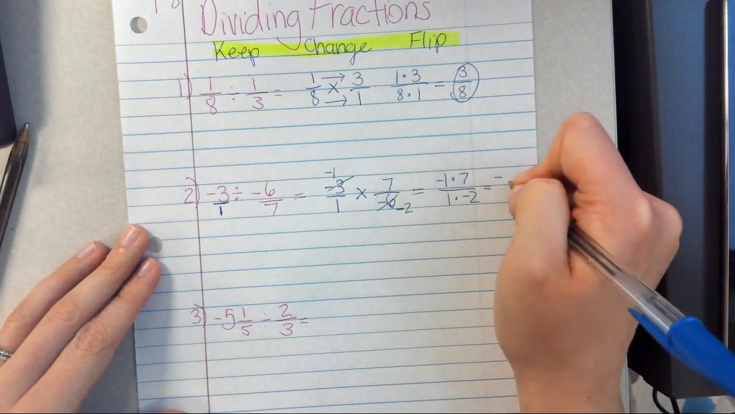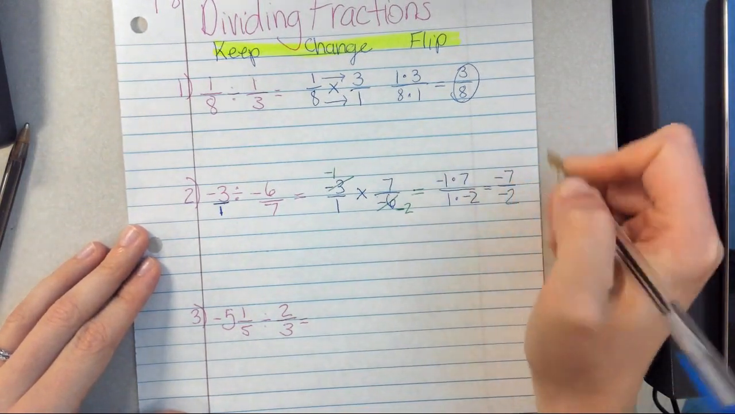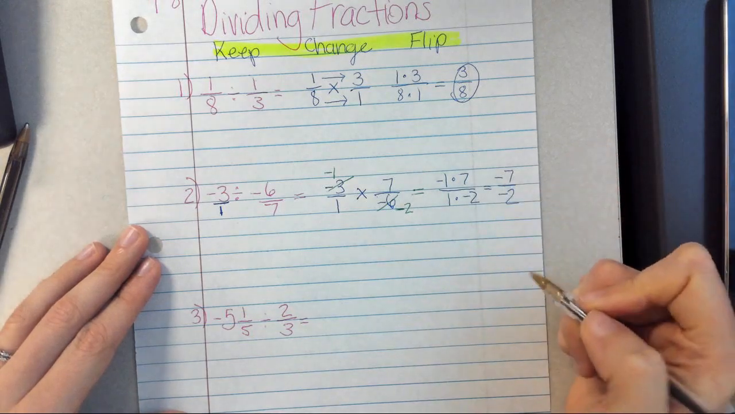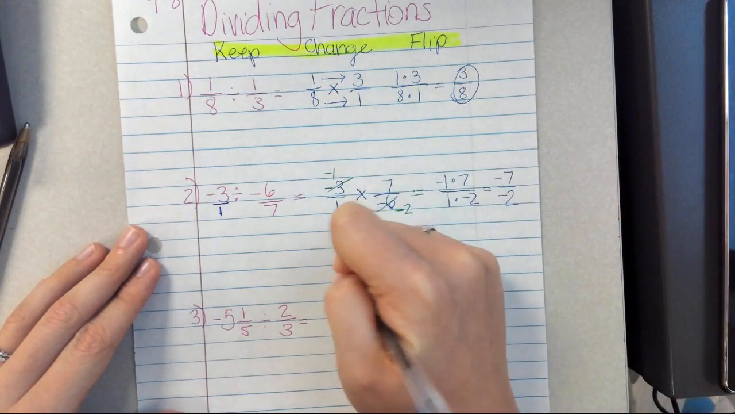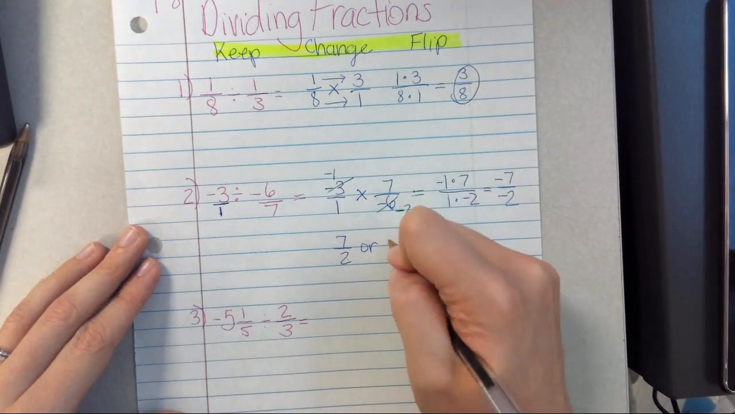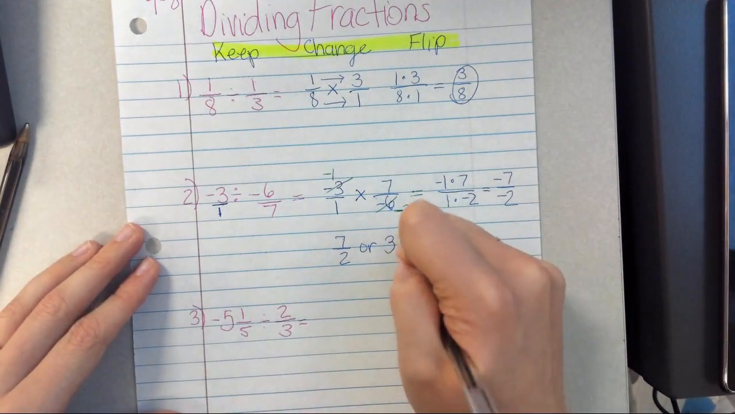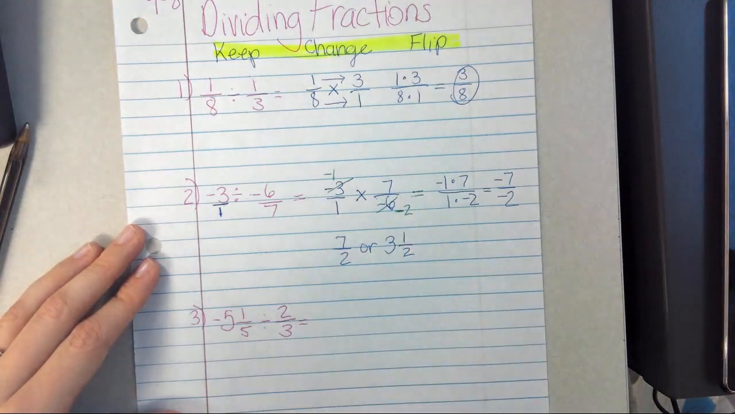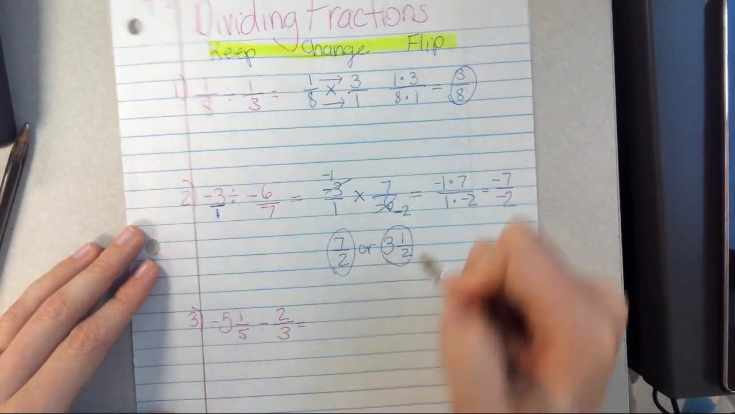And I would get -7 over -2, and a negative divided by a negative is a positive, so we could write it as 7 over 2, or 2 goes into 7 3 times, which is 6, with 1 left over out of 2. Either one of those could be our answer.